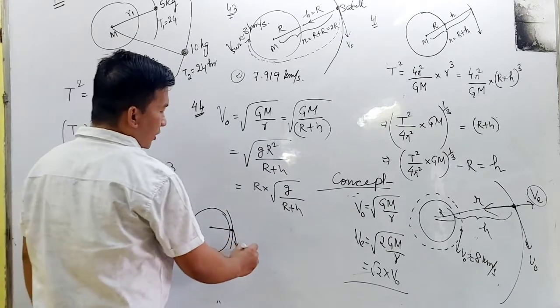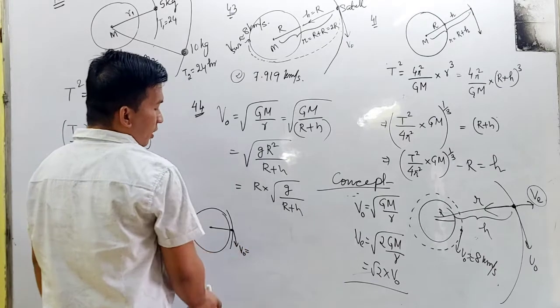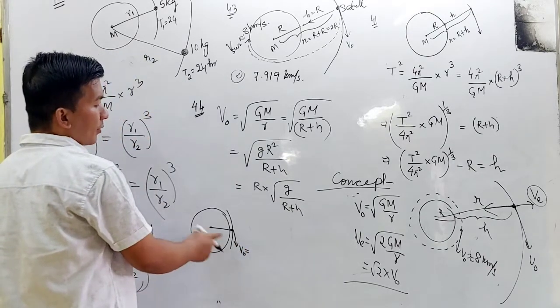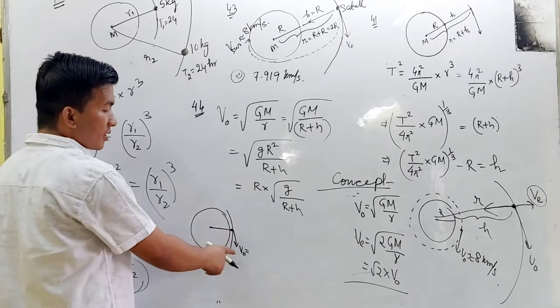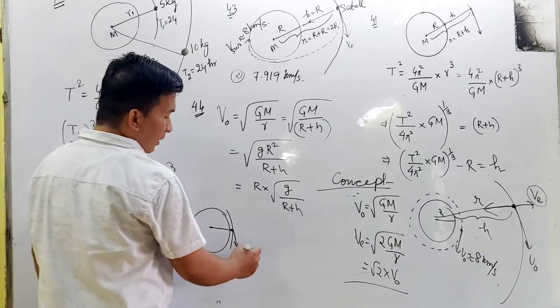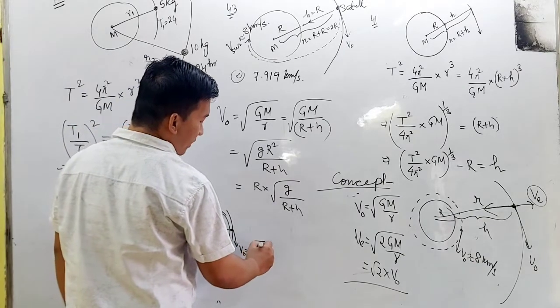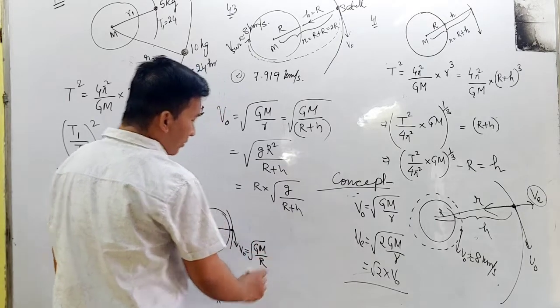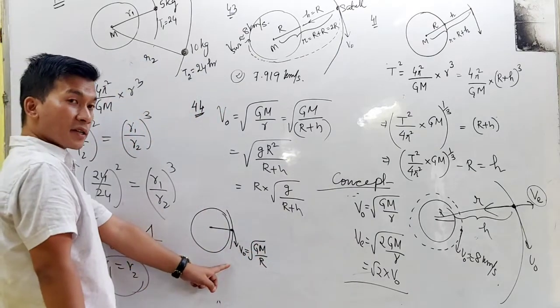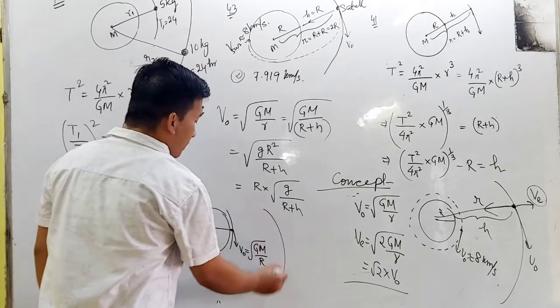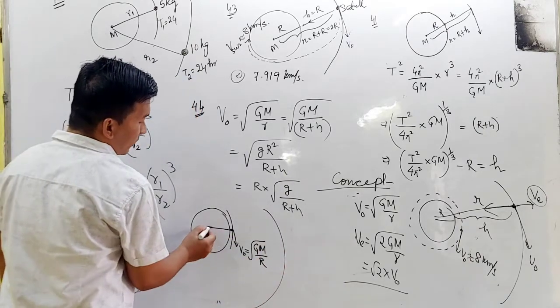The orbital velocity for any satellite which is very close to the surface of the Earth is given as v naught, which is root over capital G M divided by capital R. This is the general expression.